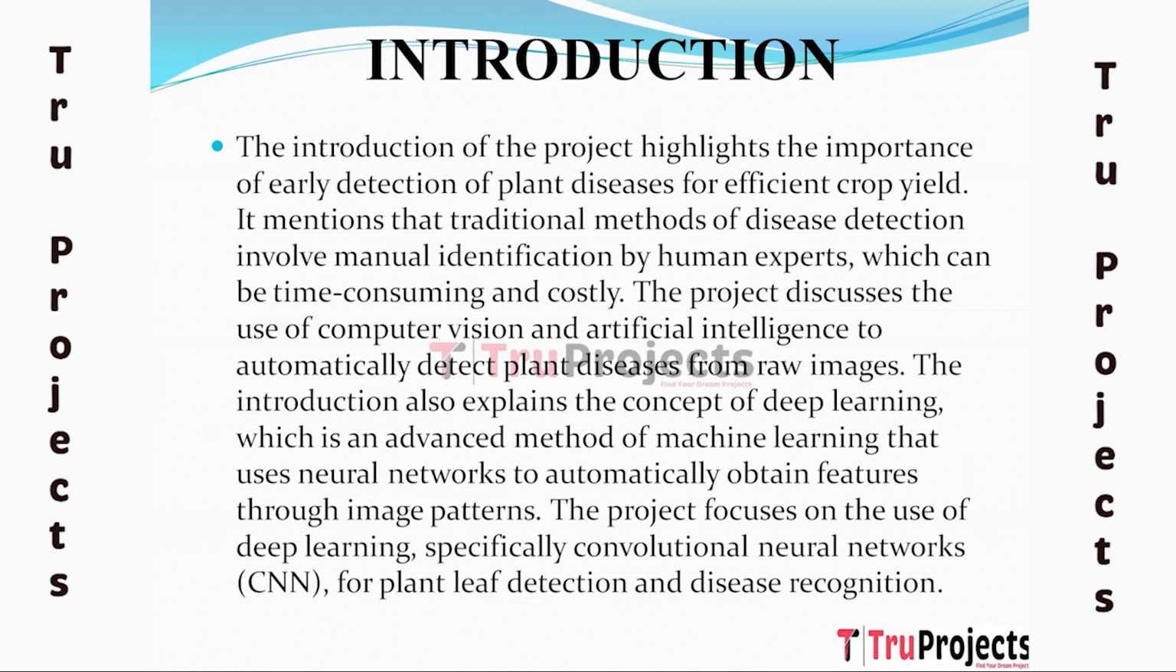It adds that typical illness detection systems entail manual identification by human experts, which can be time-consuming and expensive. The project discusses the use of computer vision and artificial intelligence to detect plant disease automatically from raw photos. The introduction also defines deep learning, which is a sophisticated approach of machine learning that uses neural networks to automatically extract characteristics from visual patterns.